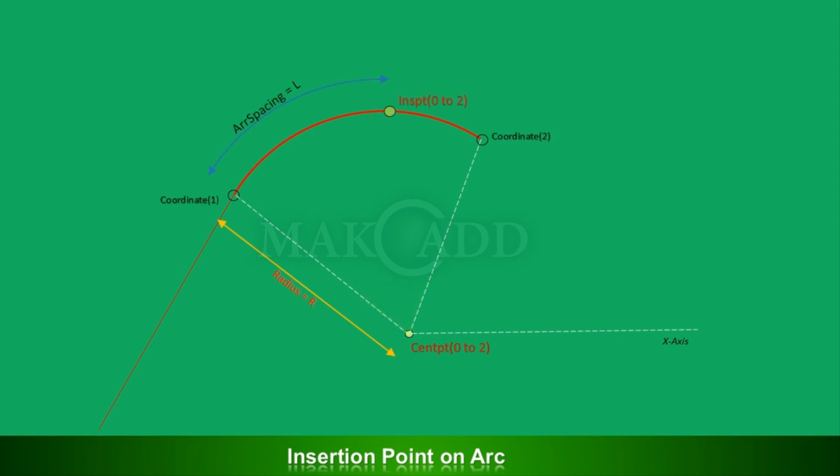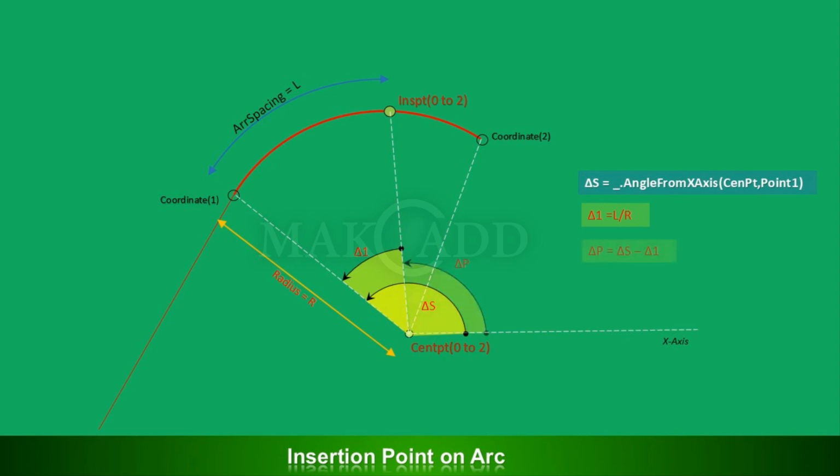Now we have to find the insertion point at the given spacing. First we find the angle to the start point from the center point using the angle from axis function. Then calculate the angle of the arc for the given arc length. Here the arc length is the spacing. So the angle of the arc is arc length divided by radius. This arc length we will increase each time by adding the array spacing. Then the angle to the insertion point is the start angle minus the angle of the small arc, that is delta 1.